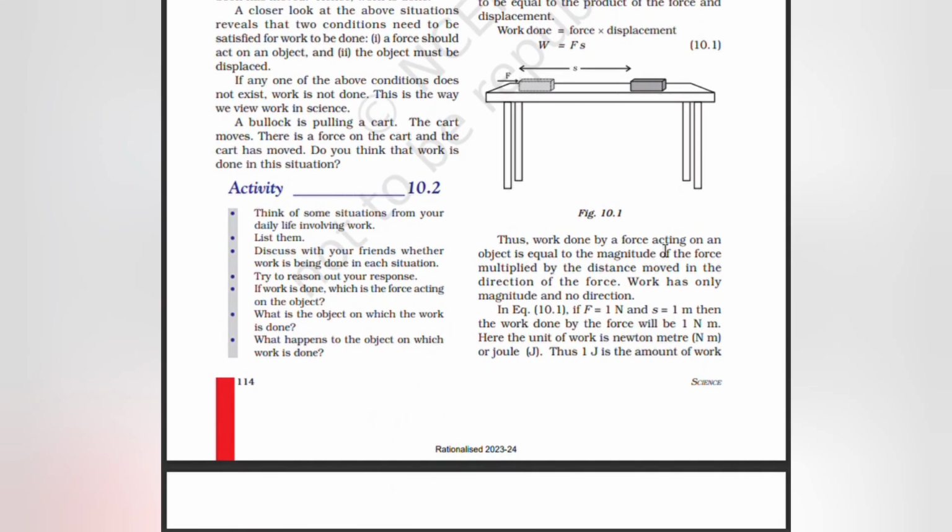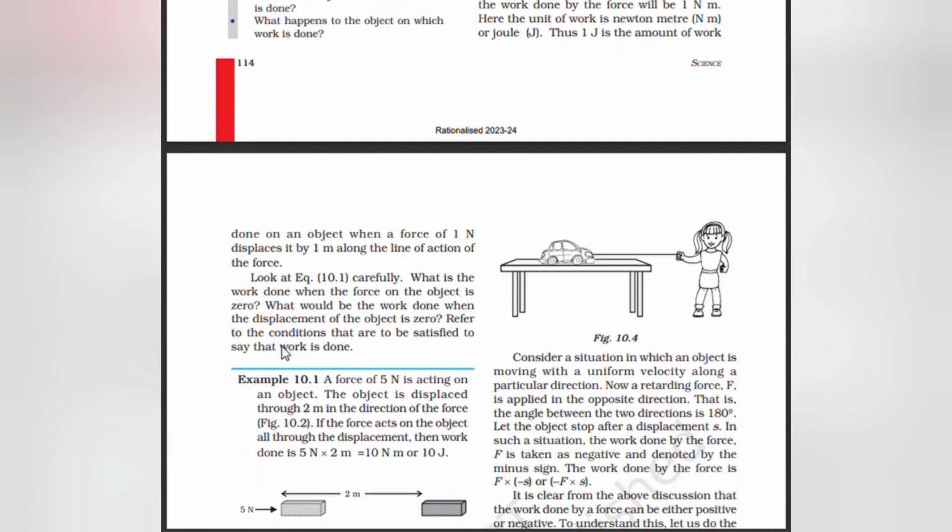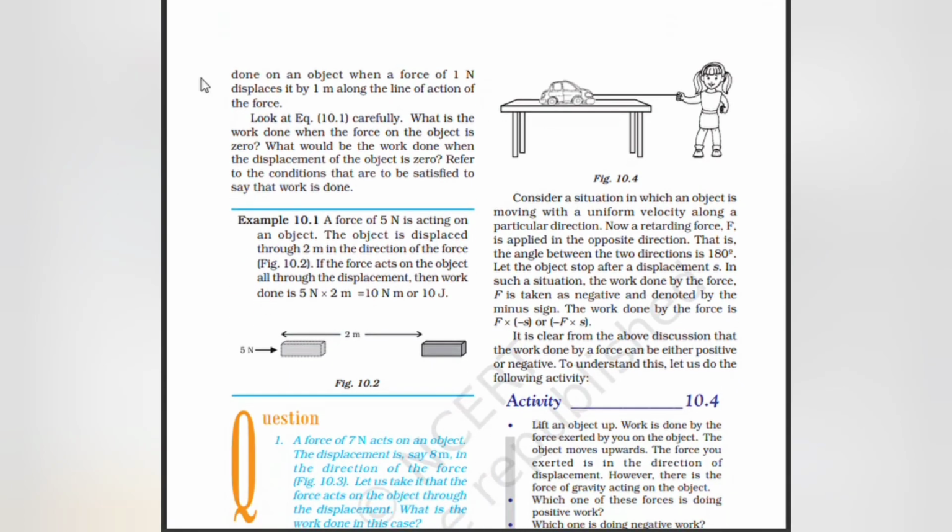Thus, work done by a force acting on an object is equal to the magnitude of the force multiplied by the distance moved in the direction of the force. Work has only magnitude and no direction. If F is equal to 1 Newton and S is equal to 1 m, then the work done by the force will be 1 Newton meter. Here the unit of work is Newton meter or joule. 1 joule is the amount of the work done on an object when a force of 1 Newton displaces it by 1 meter along the line of action of the force.